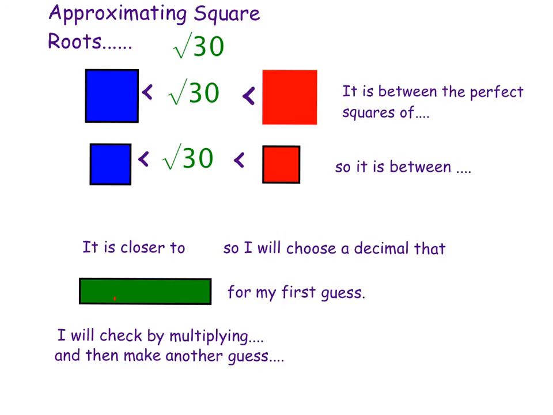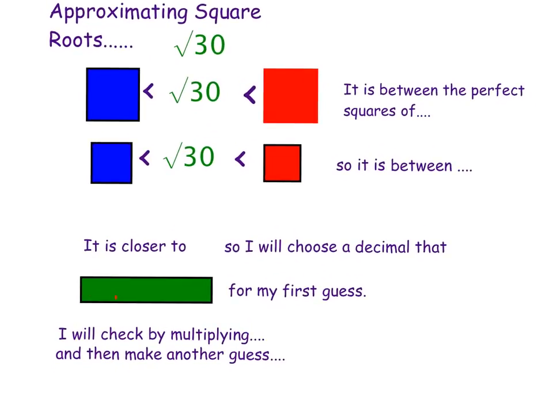Alright, let's do another one like this. I know this video is getting lengthy, but I feel like you should probably have at least 2 examples. Alright, the square root of 30. If we look at our list, it is between the perfect squares of 36, which is too high, and 25. So 30 falls between 25 and 36. So we know that the approximation of the square root of 30 is between 5 and 6.